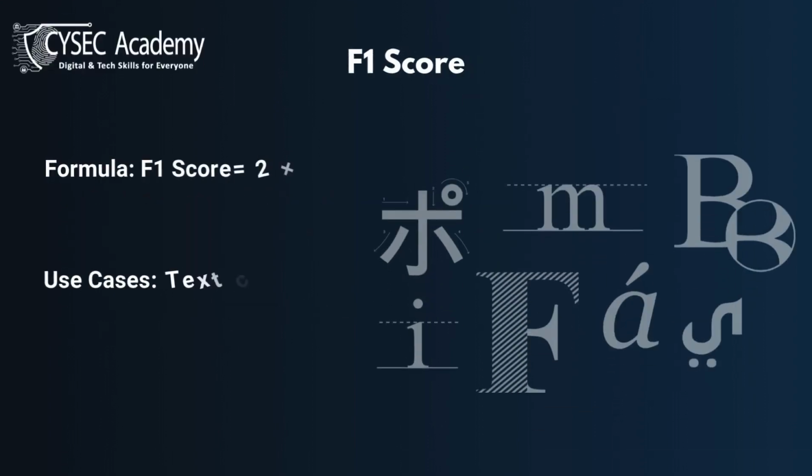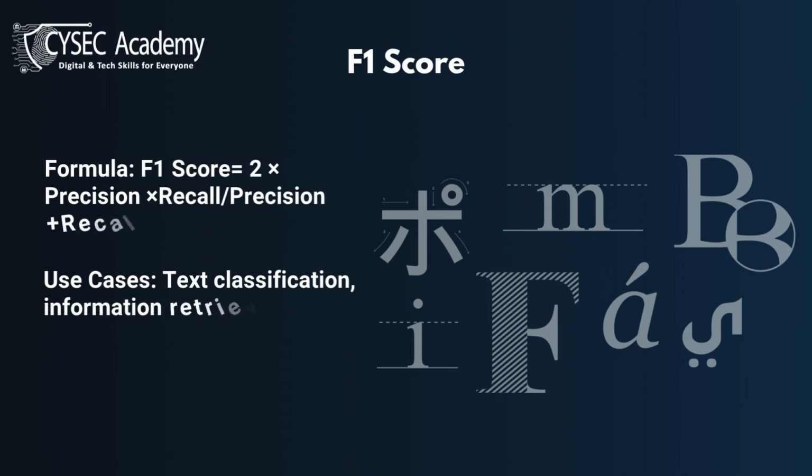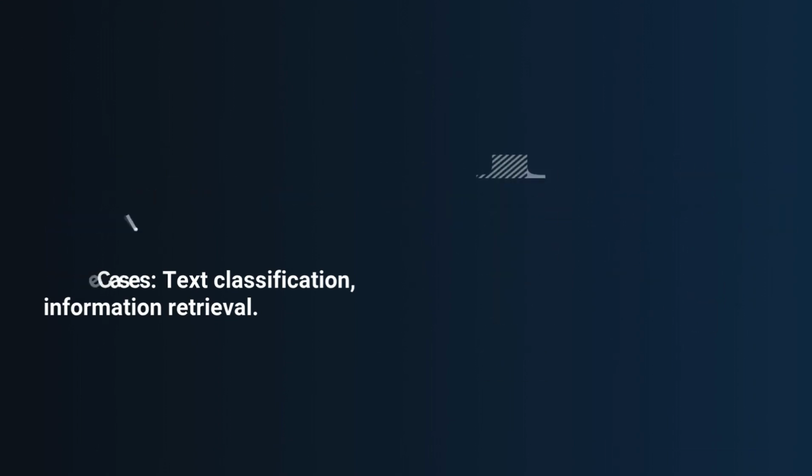4. F1 score. The F1 score is the harmonic mean of precision and recall, providing a single metric that balances the trade-off between the two. It is useful when dealing with imbalanced datasets and when both precision and recall are important. 1. Formula. F1 score equals 2 times precision times recall / (precision plus recall). 2. Use cases. Text classification, information retrieval.